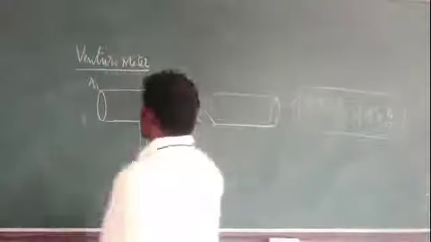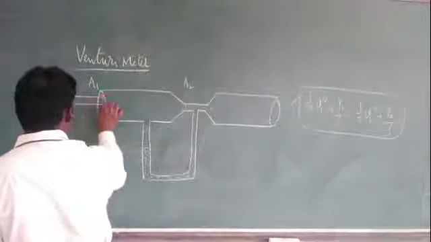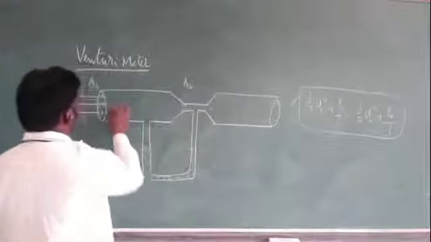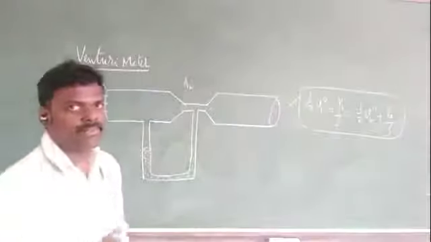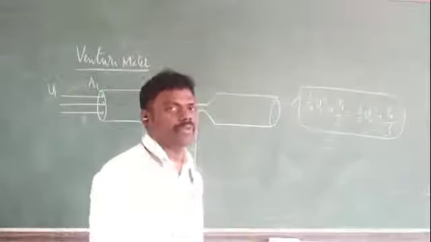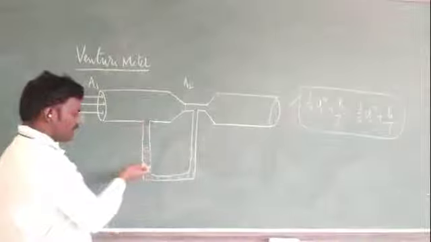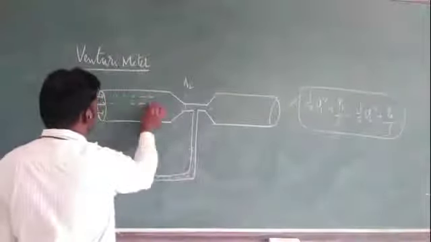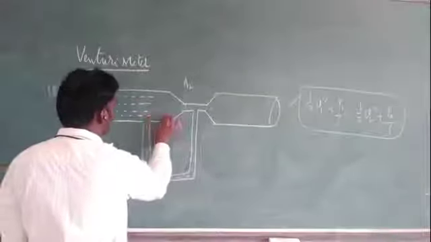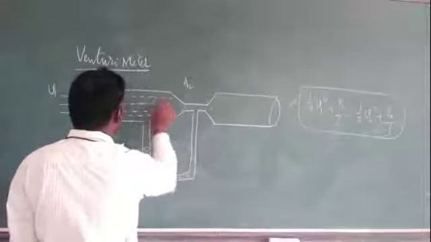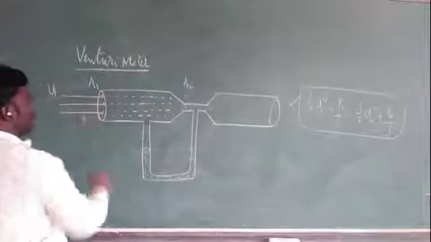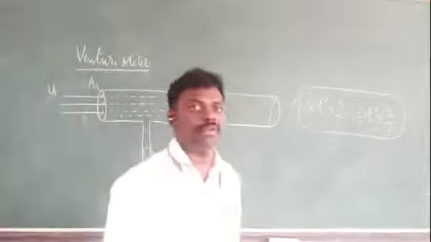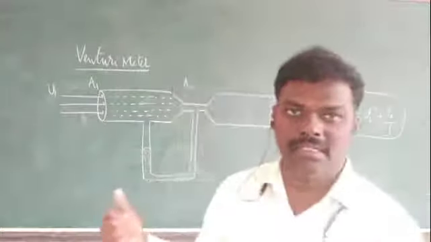That means the fluid is entering the tube with velocity v1. I am considering either mercury or any other fluid, air or any different fluids, entering the tube. Here the area of cross section A1 is more. According to the equation of continuity, when the area is more, the velocity here is less.